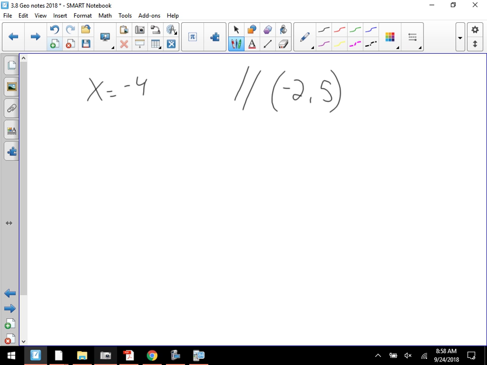What kind of lines are parallel to vertical lines? Vertical lines. What's the equation of every single vertical line? X equals a number. Well, in order to be parallel to that point, what's the x value equal in that point? -2. Answer is -2.